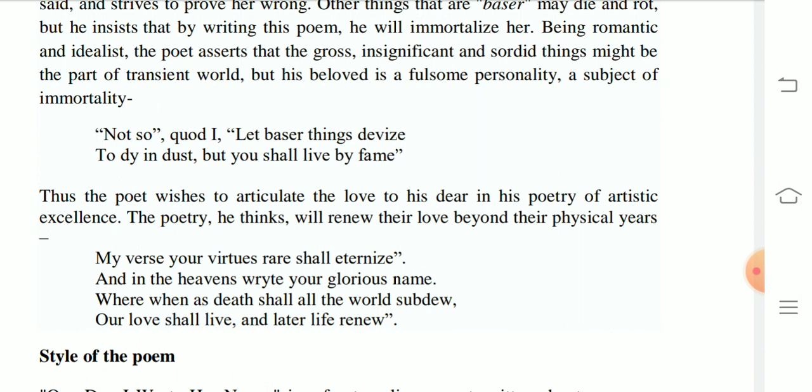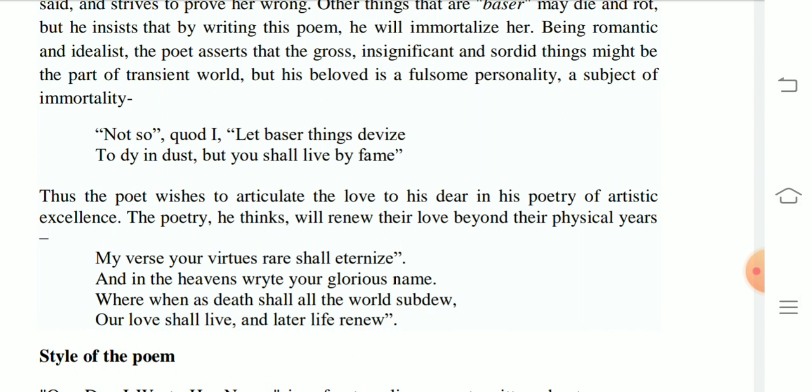"My verse your virtues rare shall eternize, and in the heavens write your glorious name, where whenas death shall all the world subdue, our love shall live and later life renew." This is how he is going to immortalize not only her, his beloved, but also their love.